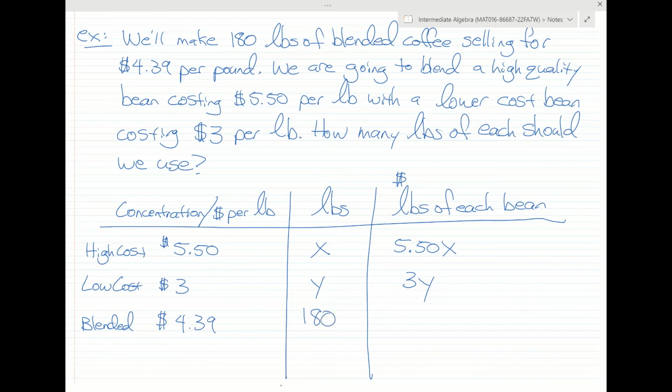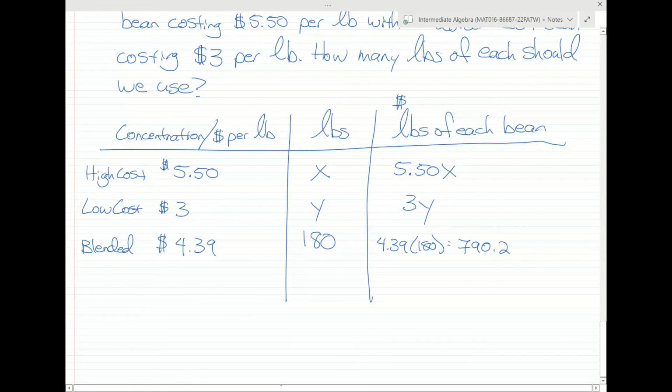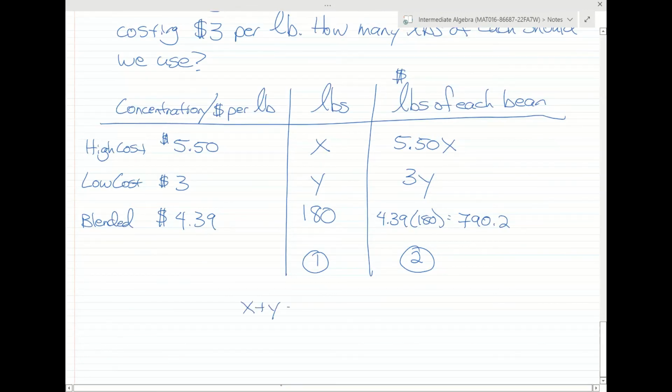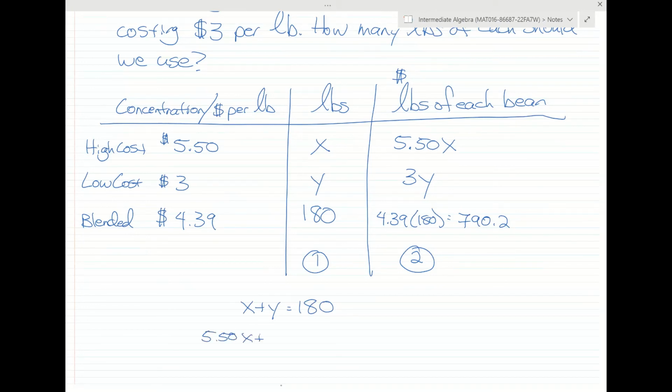So just like in the last problem, we're going to do 4.39 times 180. And we get 790.2. And then at this point, it's the same as before. You add up these parts, you add up these parts, and solve the system. So X plus Y is 180. And then 5.50X plus 3Y is equal to 790.2.